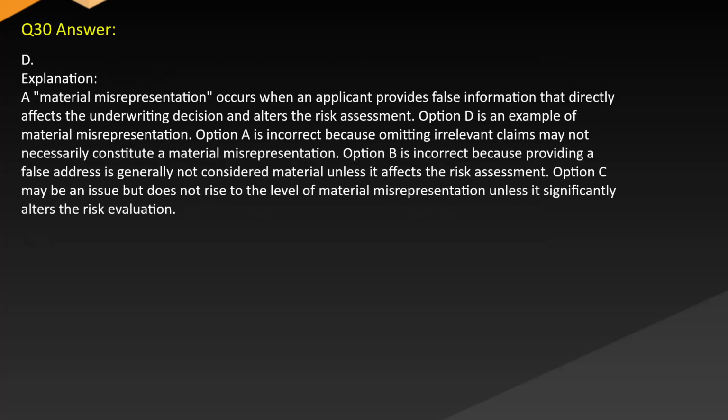Answer D. Explanation. A material misrepresentation occurs when an applicant provides false information that directly affects the underwriting decision and alters the risk assessment. Option D is an example of material misrepresentation. Option A is incorrect because omitting irrelevant claims may not necessarily constitute a material misrepresentation. Option B is incorrect because providing a false address is generally not considered material unless it affects the risk assessment. Option C may be an issue but does not rise to the level of material misrepresentation unless it significantly alters the risk evaluation.